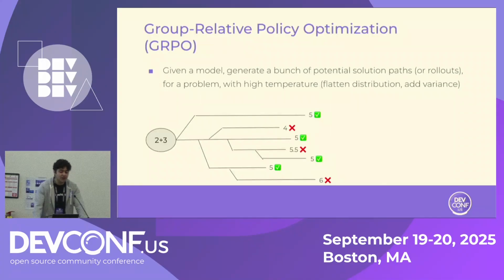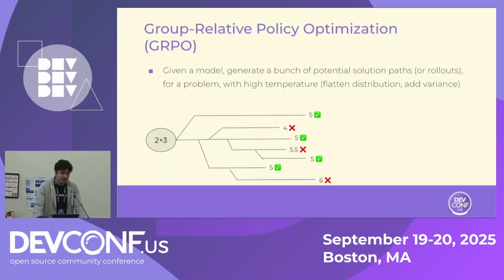The most common way that's used today is with a method called group relative policy optimization, or GRPO. Given a model, we're going to say, generate a bunch of potential solution paths, or rollouts, as we call them. So take a bunch of different approaches. We're going to give it a high temperature, which means flatten the distribution out, add a lot of variance. And we're going to say, go in a bunch of directions, try to see if you can come up with a way to reach the solution for the question we're giving.